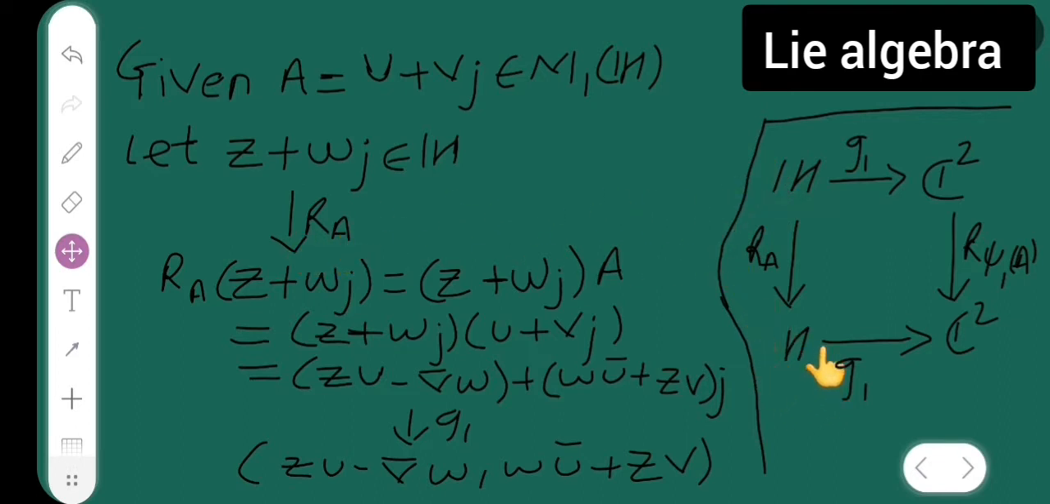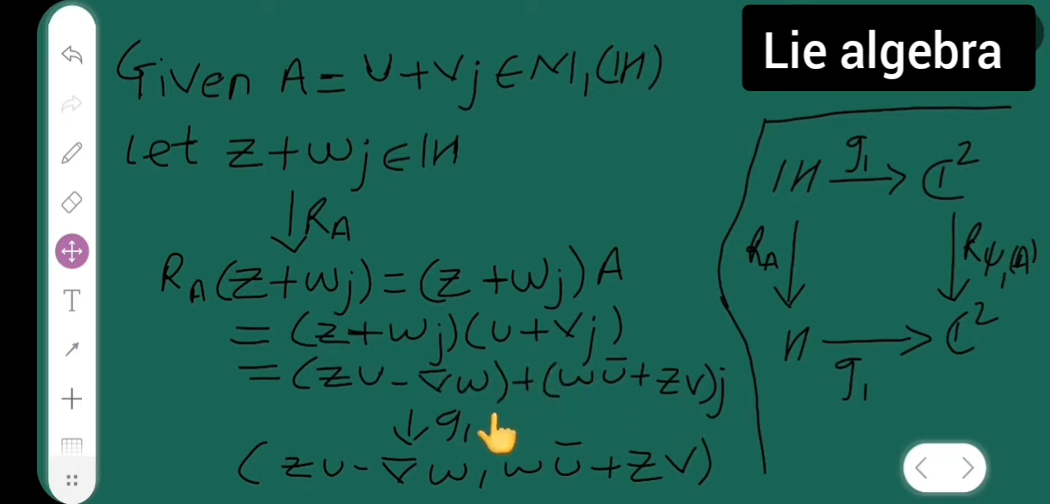Now I have to get in this form. So this R_A into this is equal to what? This R_A we are writing as A. Next, this is z plus wj, written as it is, and A is given as u plus vj. Now this is equal to z into u minus v conjugate w, plus, you know why we wrote minus, right? j into j is minus 1. Then plus w into u conjugate plus z into v.